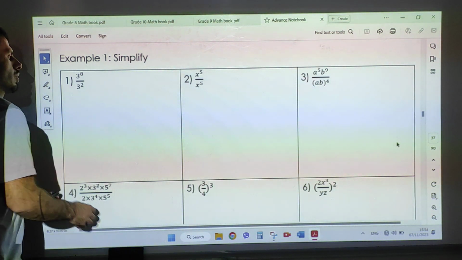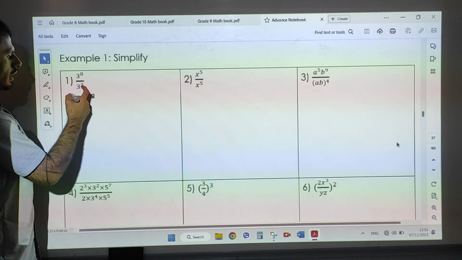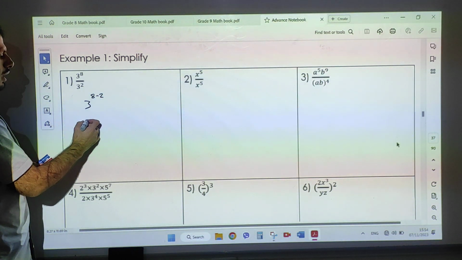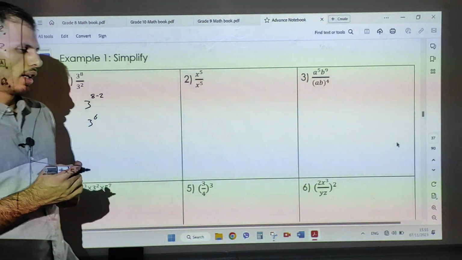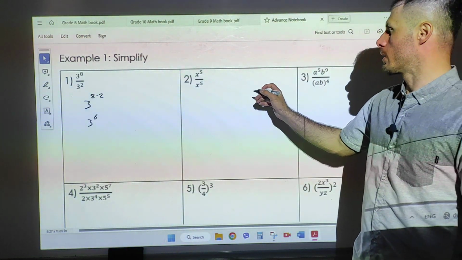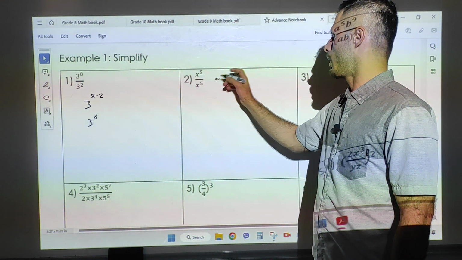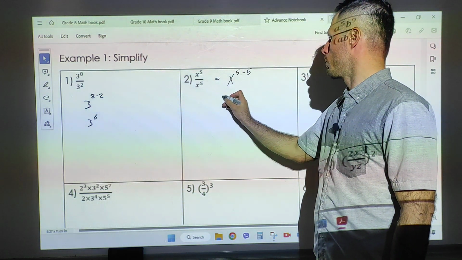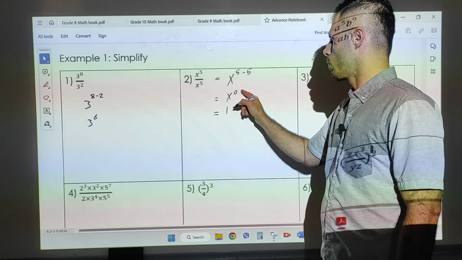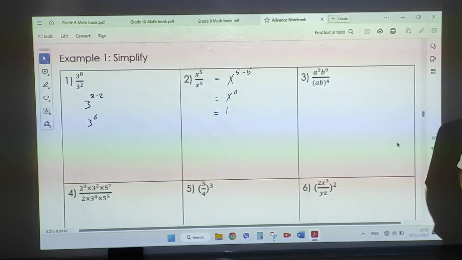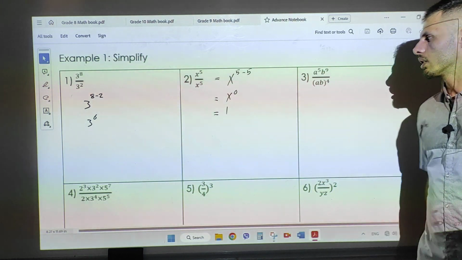Now, question 1, base 3. Simply you can say 3 to the power of 8 minus 2, always the power in the numerator minus the power in the denominator, whatever you have. It will be 3 power 6. Then x power 5 equals x power 5 minus 5, which would be x power 0, and anything power 0 equals 1, except 0 power 0, which is undefined, but for others, anything power 0 equals 1.